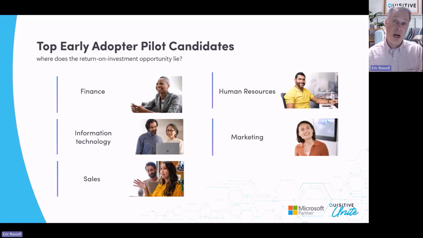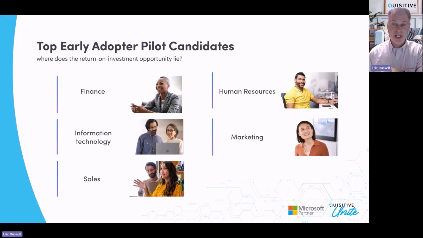Now, this is where Copilot is available. It's available in Word, Excel, PowerPoint, Teams, etc. And these departments use those applications. And so it is a natural fit for these departments to have the potential to get the most impact out of a Copilot license. So we would recommend you start here.